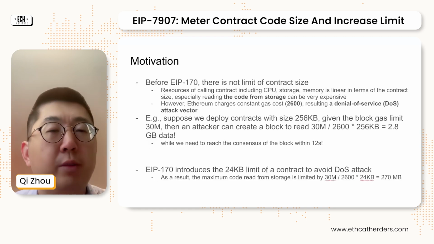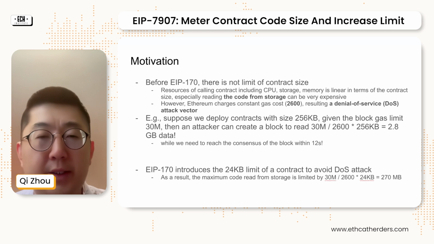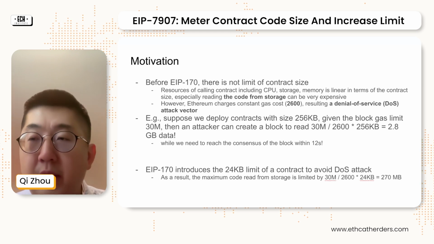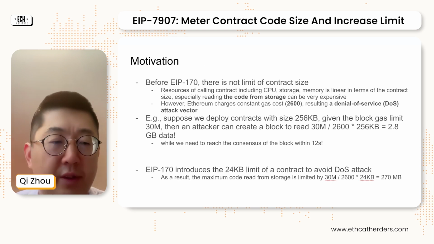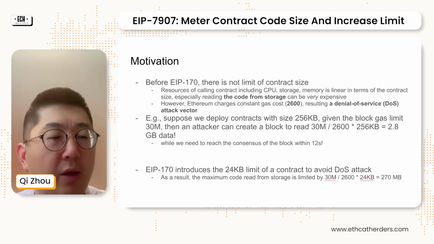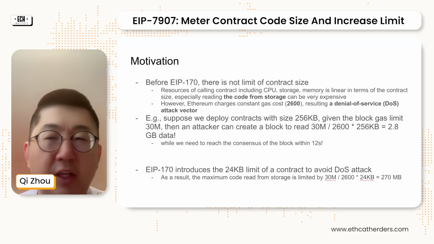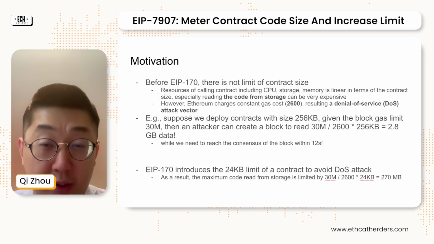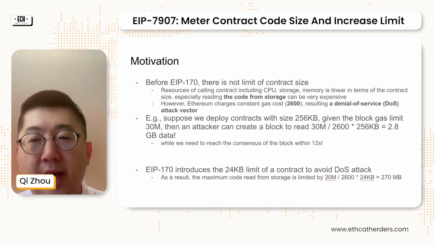So first of all, what's the motivation? Before EIP-170, which is the dependency of EIP-7907, there was no limit on contract size. Contract size is, I think, one of the unique dynamic resources in the EVM. Other resources, like opcodes that calculate summation, addition, or division, can be easily evaluated according to their CPU usage, since they just use constant resources. However, the contract size is a dynamic one.